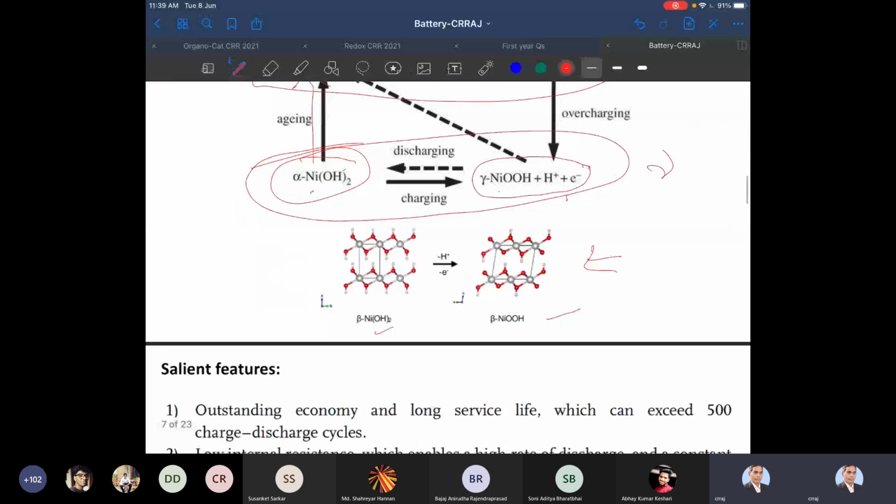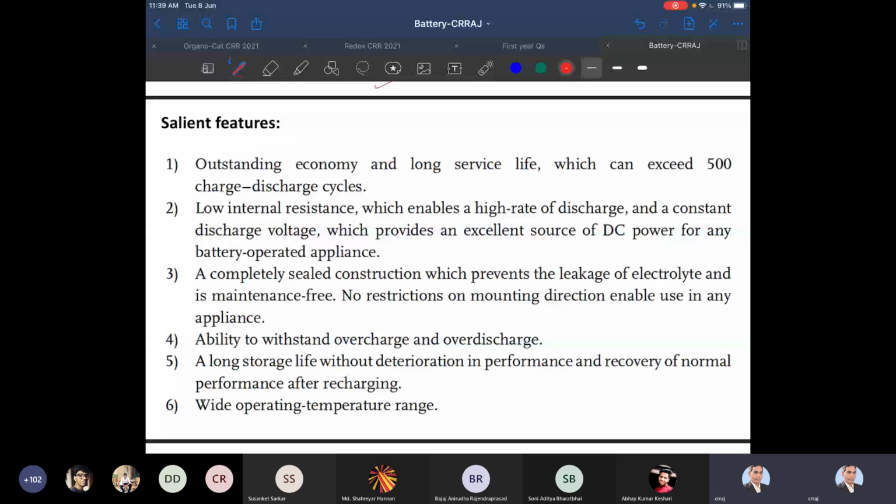Right. Now, salient features. I will not go to the next story, don't worry. Outstanding economy and long service life, which can exceed up to 500 charge discharge cycles. That's one beauty. Low internal resistance, which enables a high rate of discharge and a constant discharge voltage. That is, the internal resistance is low.